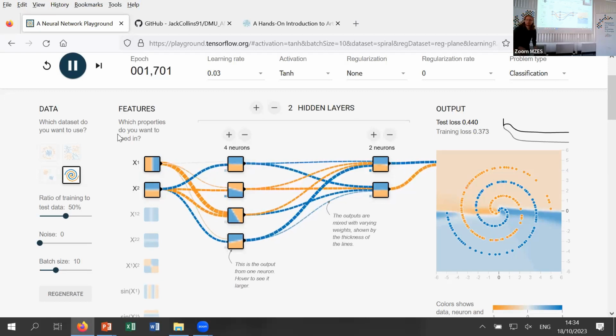I just want that number to go to zero, basically. Ideally, if test loss was zero, then you'd have a perfect classifier and it would be misclassifying zero dots, and that would be exactly what we want ideally.